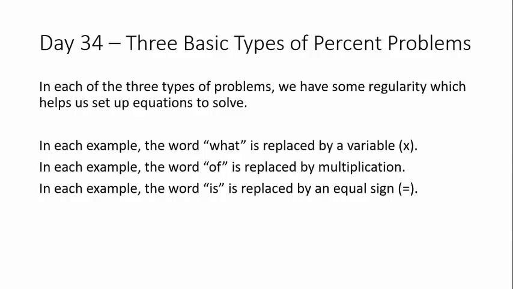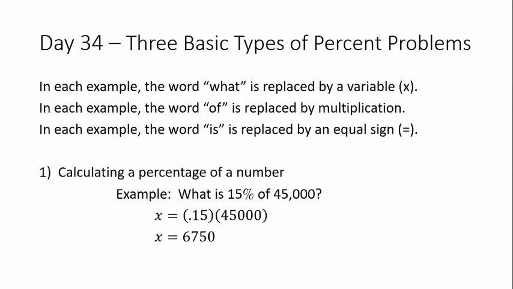Let's look at some clues in these problems that help us. In each example, we encounter the word what. This represents our variable. We'll use an x. Each of the examples also contain the word of, and of stands for multiplication. We'll replace of with a multiplication symbol. We also had the word is in each of the examples, and is will be replaced by an equal sign. Let's look at the three examples one by one and solve them.